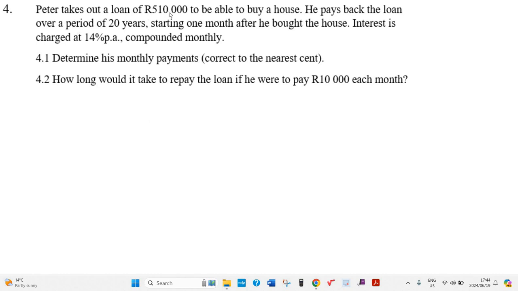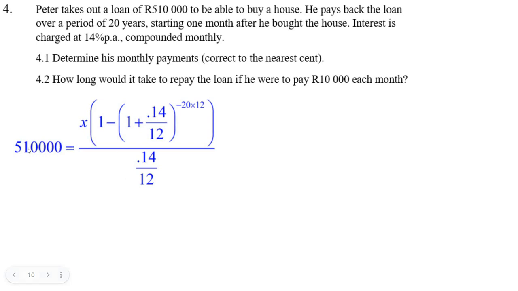Anyways, he takes out a loan, so it must be the present value formula, and there's 510,000. He pays it back over 20 years, 20 times 12, 240, starting 1 month after he bought the house. The interest is 14% compounded monthly. Well, there it is. 510,000 goes for P. I don't know what X is. That's what we got to figure out first, his monthly payment.